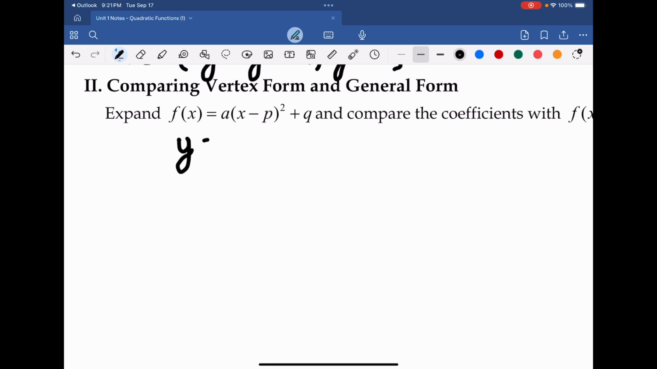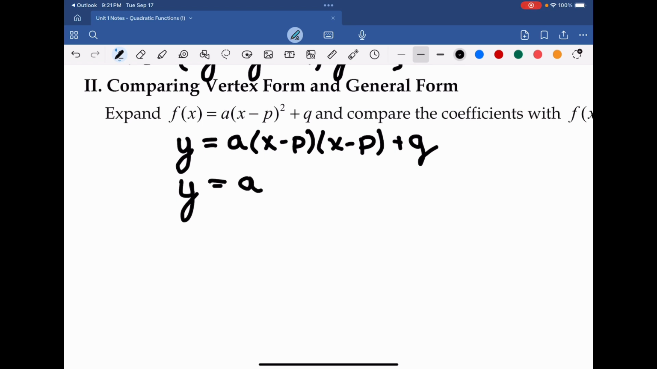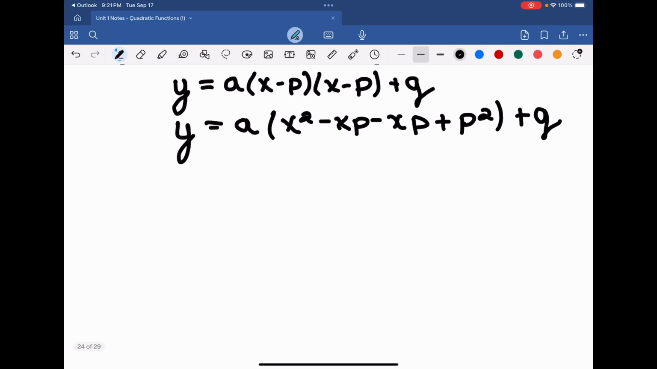I'm going to substitute y into f of x, which is equal to a. Remember, when we square a term, that's going to cause the binomial to be written out twice, not go squared to this and then squared to this. Squared means I write this out twice. So I'm going to write it as x minus p times x minus p and then plus q. When I expand this out, it's going to give me y is equal to a. In the brackets here, I have x squared minus xp plus p squared, all with q on the outside, because that just remains on the outside of this expansion.